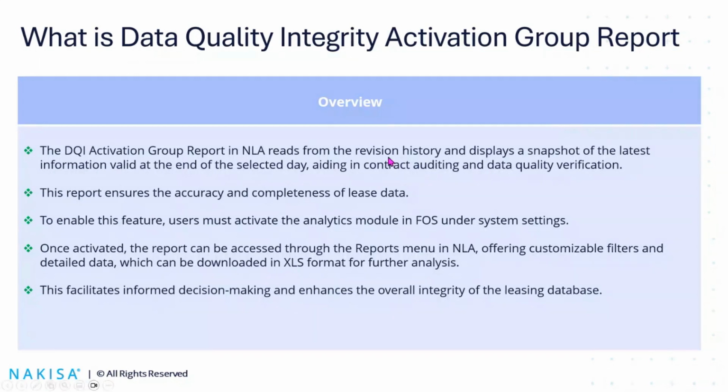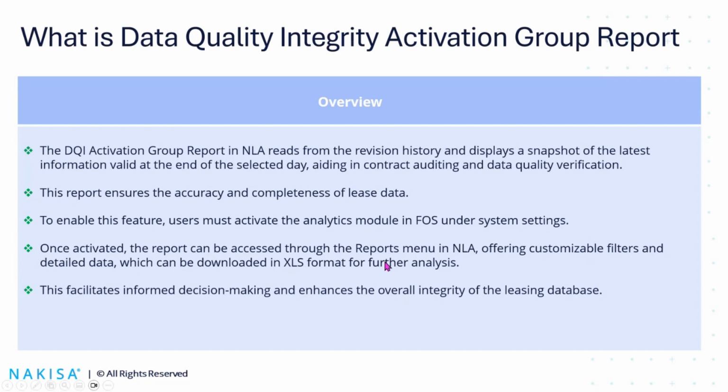So just reading through this, basically the report reads from the revision history and displays a snapshot of the latest information valid at the end of the selected day. So if you have entered something today, by the end of the day, that's what it's going to pull out. If you have multiple changes, what was the last change for that day? That will be reflected on this report.